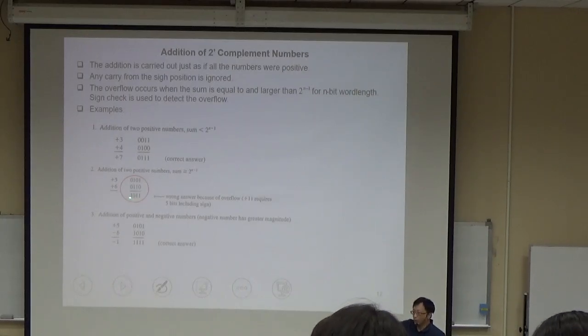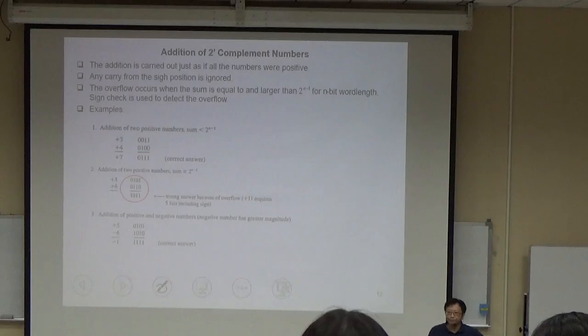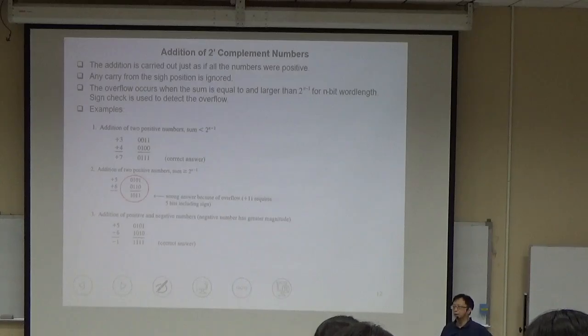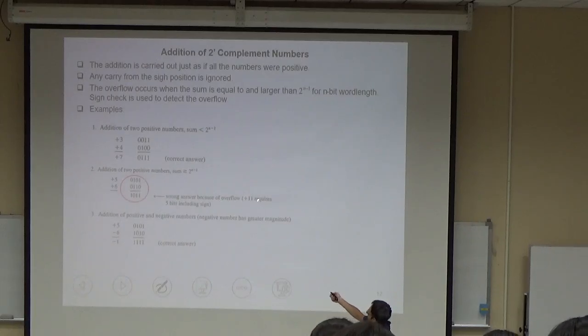The first bit is 1 right here. It means a negative. So if there is a negative number in this system, when we add these two numbers together, we will get this result. But this result means a negative. Wrong answer. So in this case, the wrong answer is due to overflow.